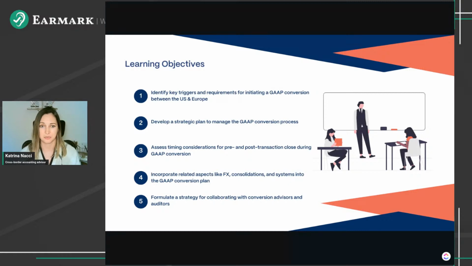And then lastly, just to formulate a strategy for how you would collaborate with advisors and auditors when you're going through this type of process. I also just want to point out what this training is not. And it's not meant to provide a comprehensive list of differences between, say, IFRS and US GAAP. And there's three main reasons why I don't like to get into these types of details in a more general training setting. And that's because, firstly, those differences aren't going to be specific to your company.